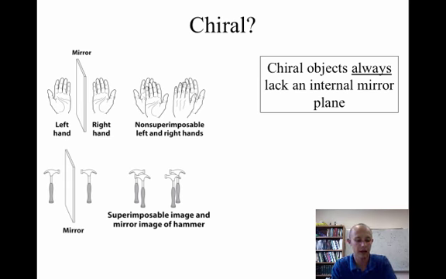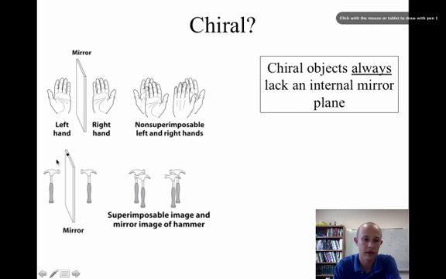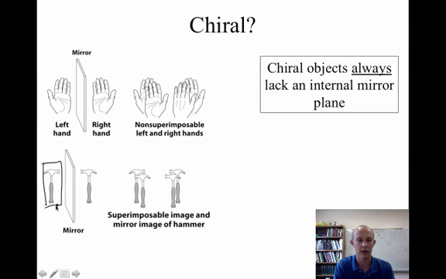But if you look at a hammer, for example, if we take the mirror image of a hammer, we can just take that hammer, rotate it around. Those things are the same. Those are superimposable. And that's because there's a mirror plane inside the object that bisects this half and the back half. So since this contains an internal mirror plane, that means this object is not chiral. So hands are chiral, hammers are achiral.